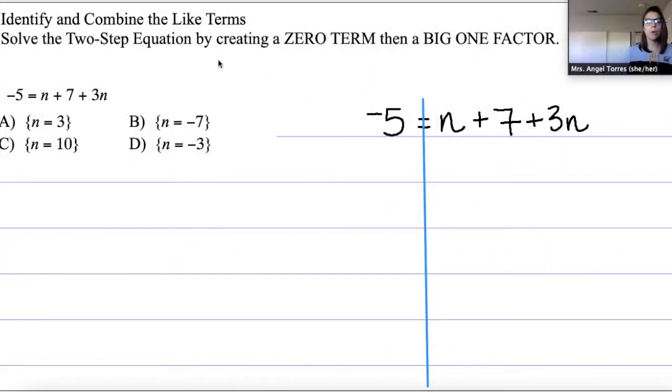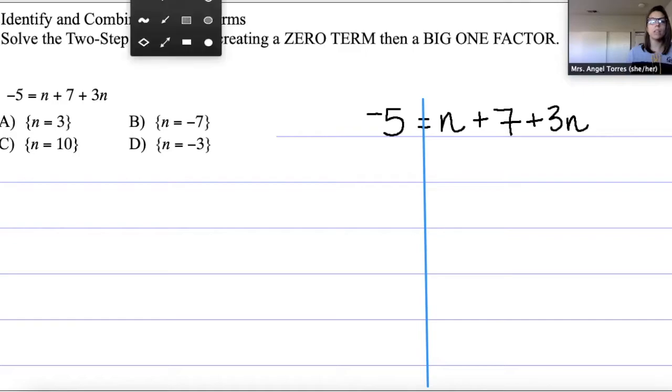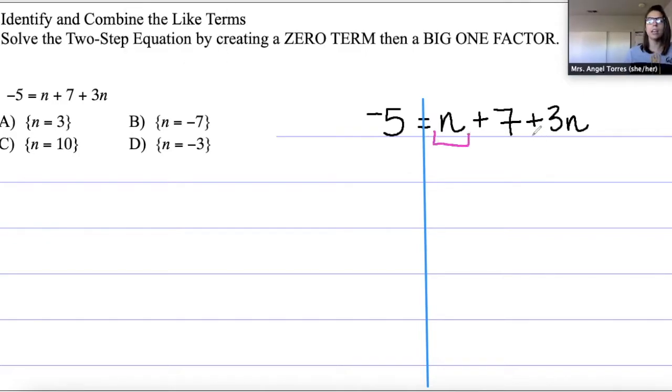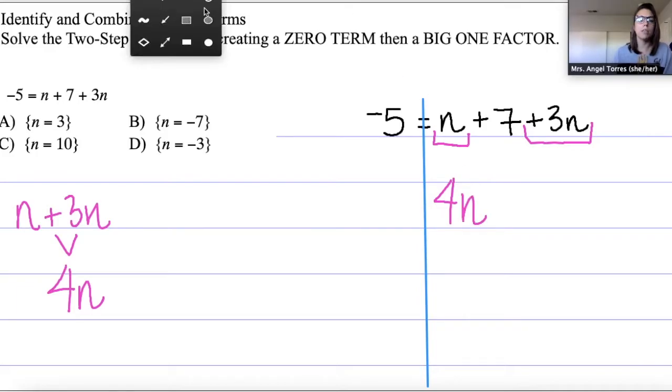Okay, so step one, identify the like terms. So first we have to figure out what are the like terms. So I see an n here and a positive 3n there. So I'm thinking I can combine those. So maybe off to the side I'm thinking, what's n plus 3n? That's going to be 4n, right? So those combine to 4n.